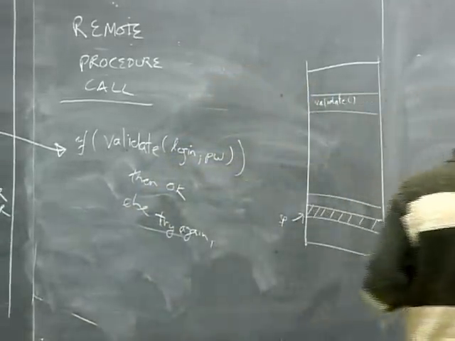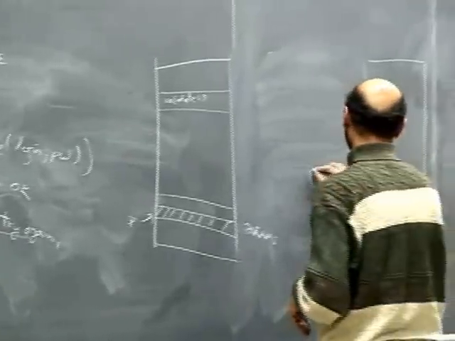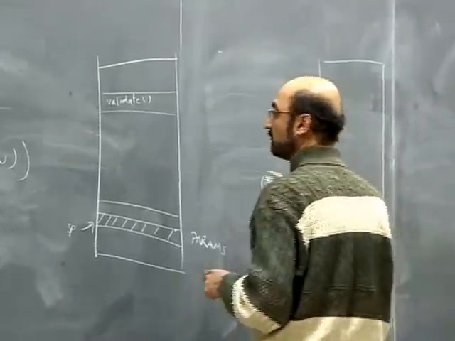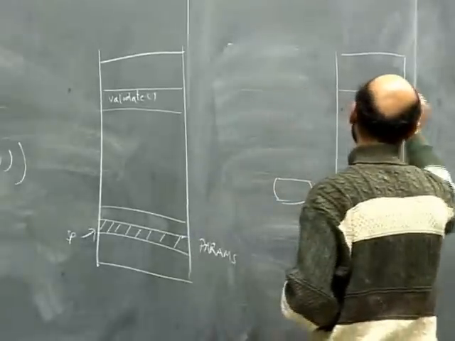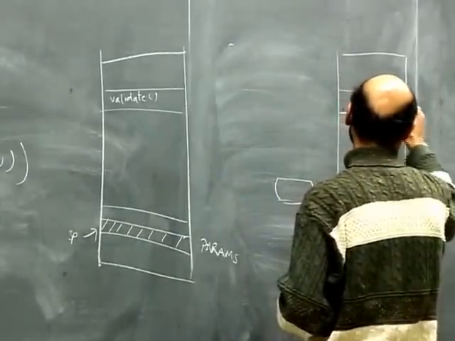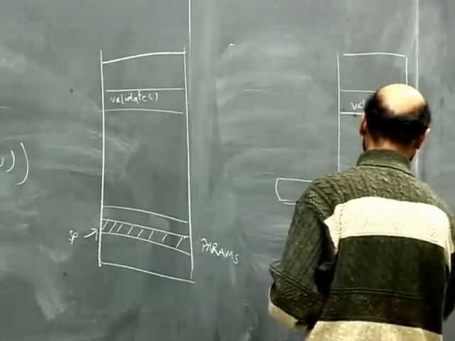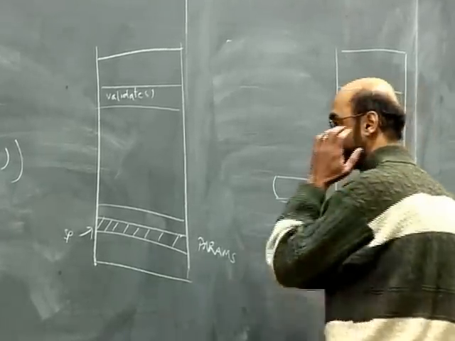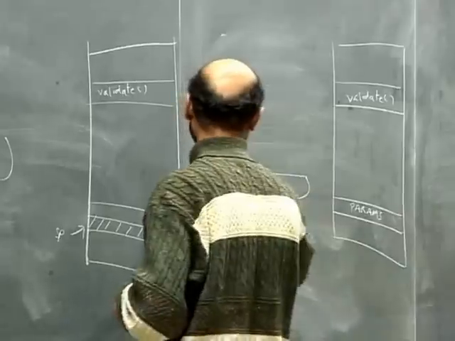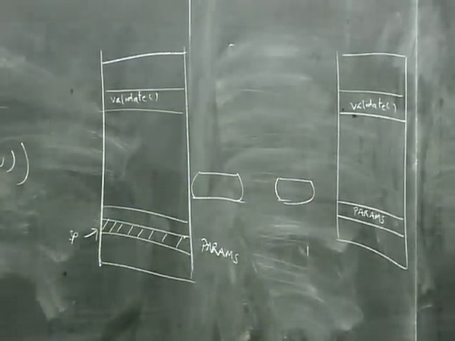When you do RPC, what happens is that on the other computer, we have a process. I'll come to it in a minute. And we have validate sitting over here. And we have the stack pointer with the parameters over here. And we have something over here. Okay? So I'll tell you what's going on in those two boxes in just a moment.